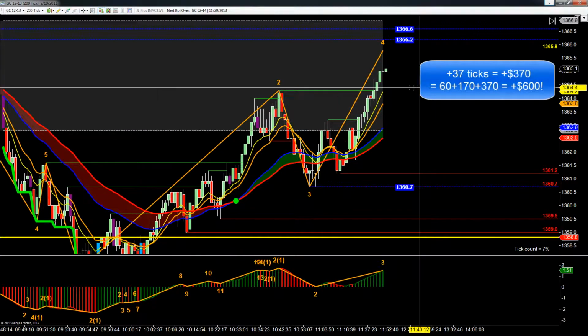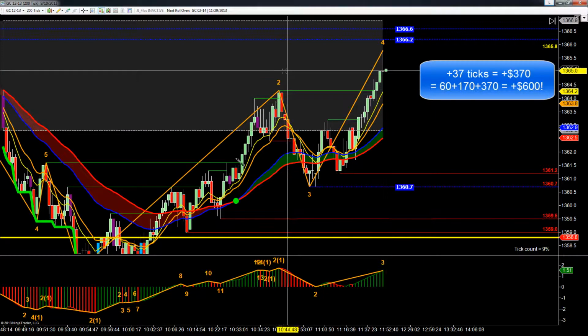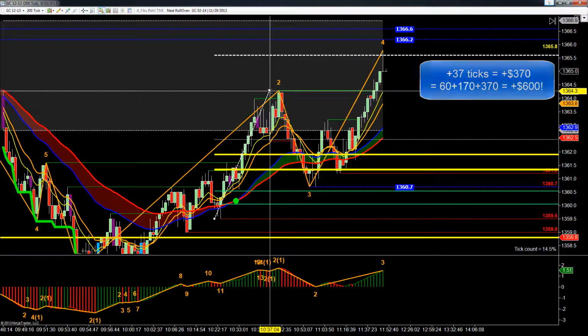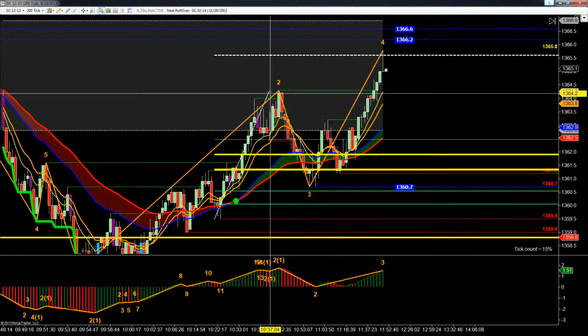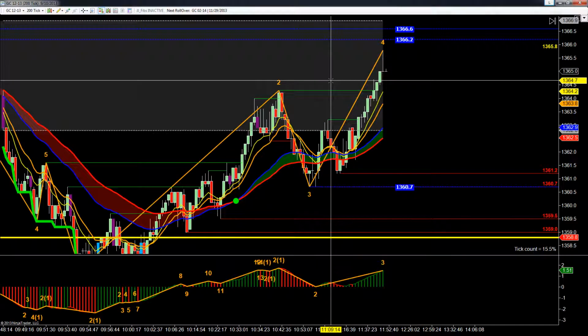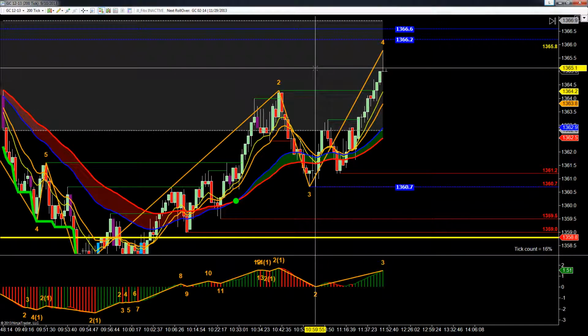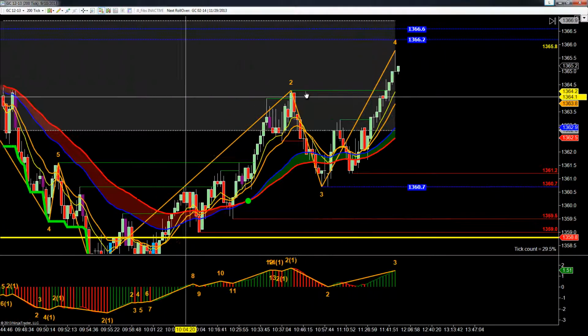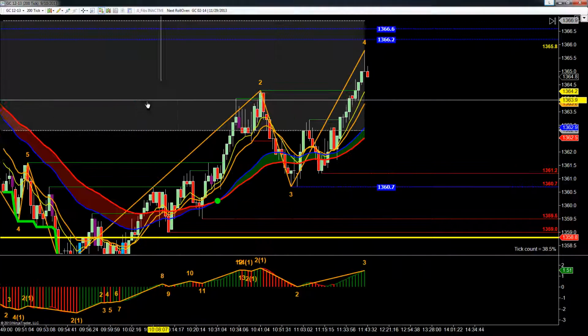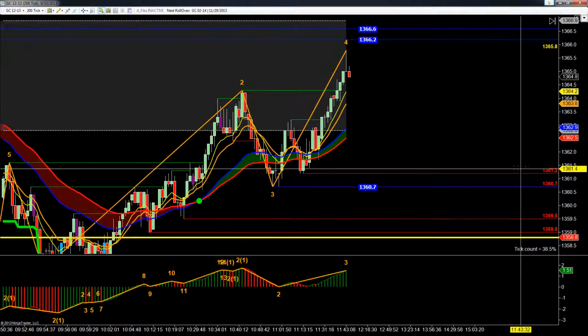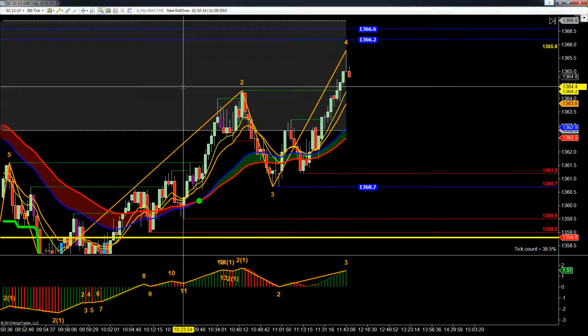Okay, we're back. We just filled that final target, and let me measure it really quick for us. That gave us a nice runner, 37 ticks on that final one. So overall, we had the 37, the 17, and the 6. Very nice trading this morning on gold, especially as parabolic as it's been, it hasn't really given us a nice correction up until we hit this previous low. So overall, very nice trading.